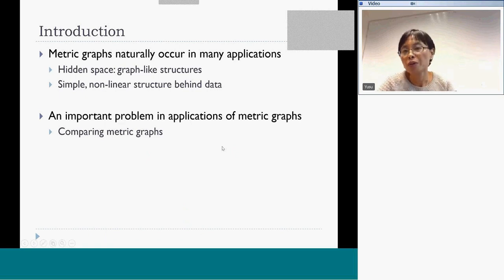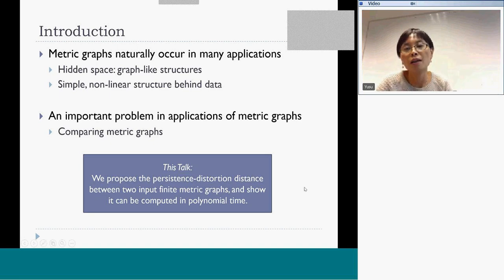In order to better use the metric graph as a way to model or summarize data, one important problem involved is to be able to compare metric graphs. And that's what this talk is going to focus on. In particular, I want to introduce a new way, the so-called persistence-distortion distance, to measure distance between metric graphs, which has some nice properties and can be computed in polynomial time.